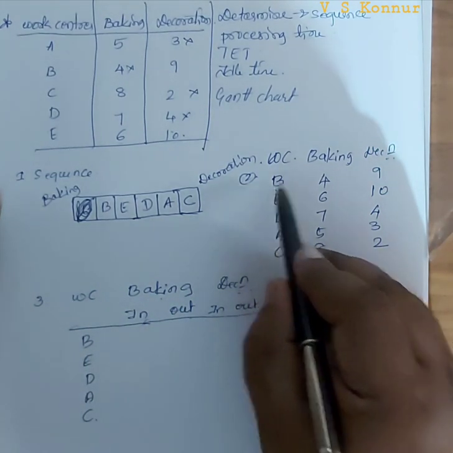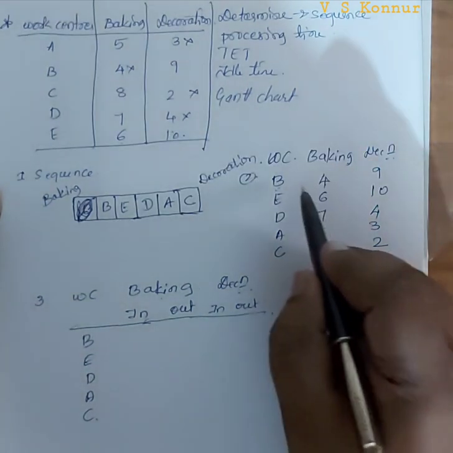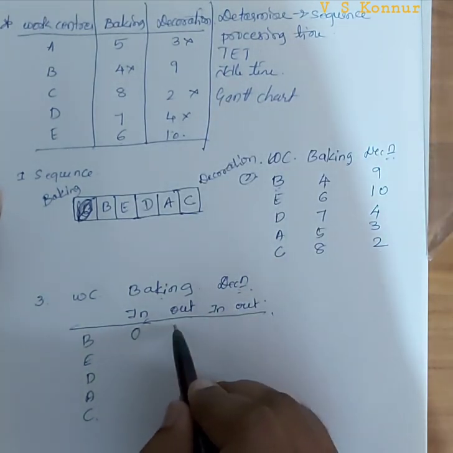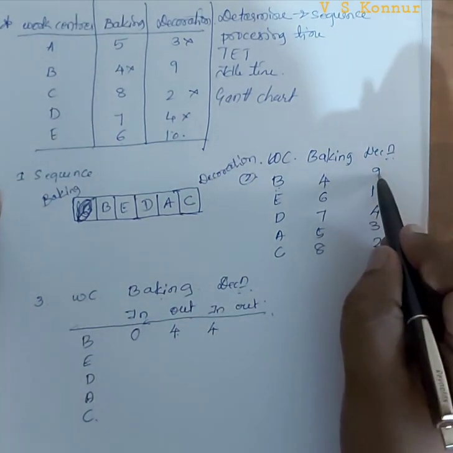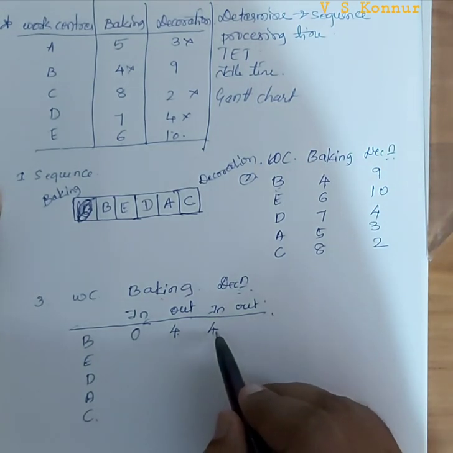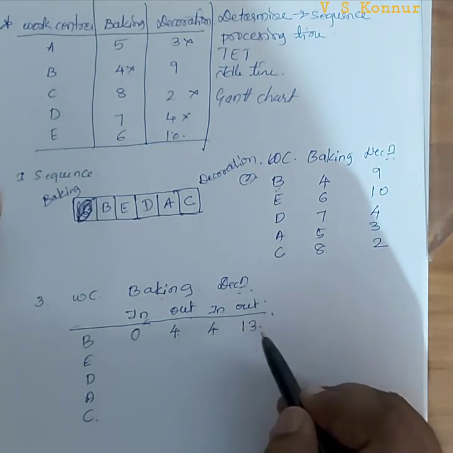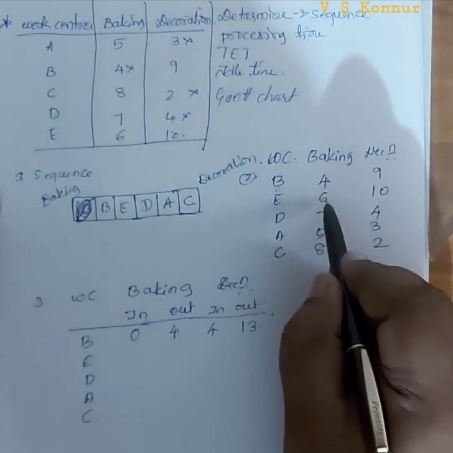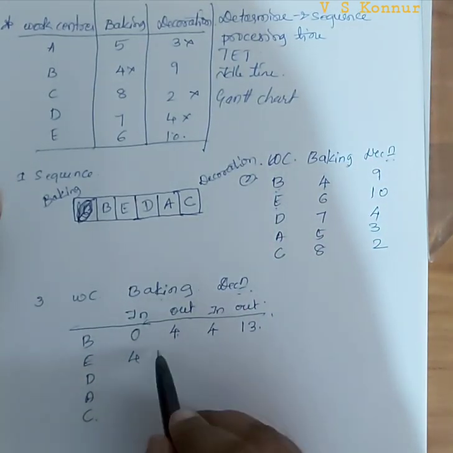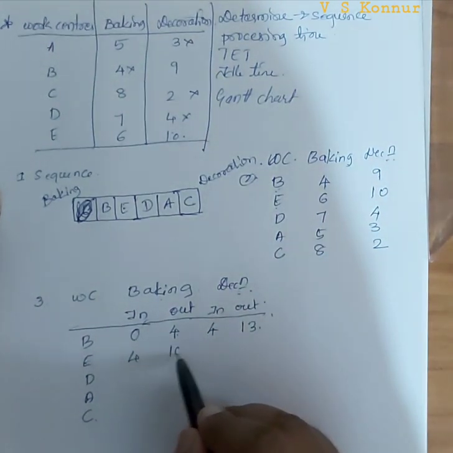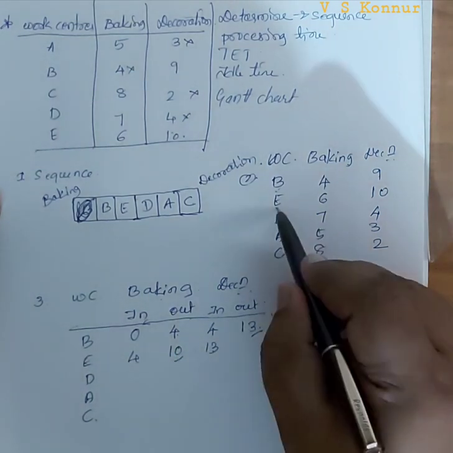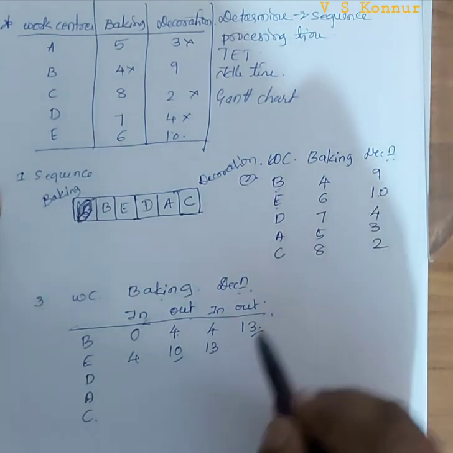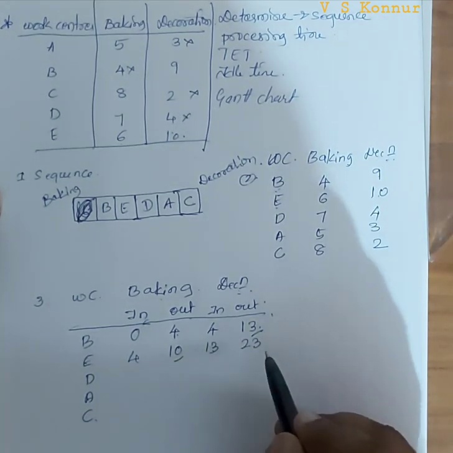B is entering at 0 time, requires 4 hours to complete. After completion of baking, it will go for decoration. It will enter at 4th hour and it takes 9 hours to complete. 4 plus 9, 13. Next, E is entering at 4th hour, requires 6 hours to complete, 10. Compare 10 and 13, 13 is highest. Then E is entering at decoration, 10 hours required, 23.